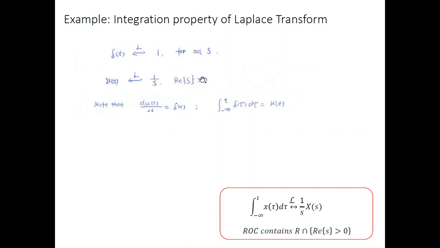And the new ROC should contain this result. But in this particular example, this containing becomes equal. So the new ROC is exactly R intersecting real part of s larger than zero. That's for this example. Again, whether it is equal or strictly containing needs case by case discussion according to the pole of the Laplace transform function.